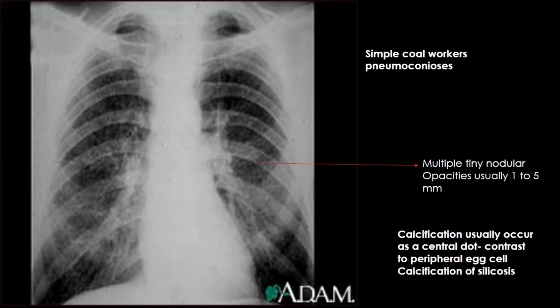This is a chest X-ray PA view in a patient with simple coal workers pneumoconiosis, where you can find multiple tiny radio-opacities noted in the bilateral lung fields. They usually measure 1 to 5 mm. Here, the calcification is usually a central dot-like calcification, which is a contrasting feature to those which occur in silicosis, where you can find a peripheral eggshell calcification.